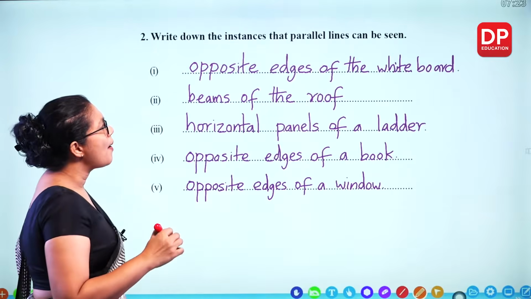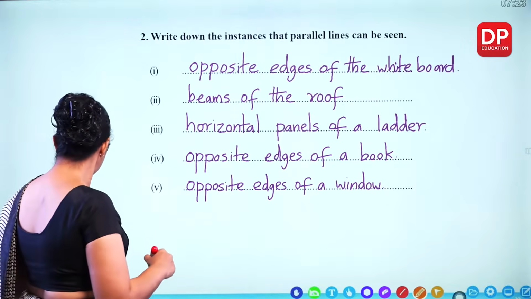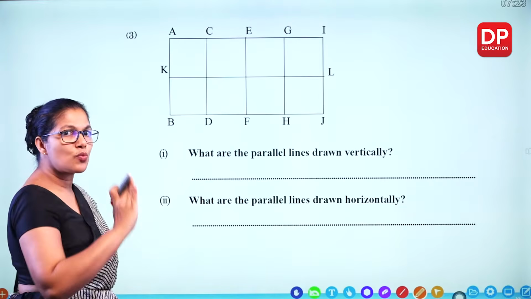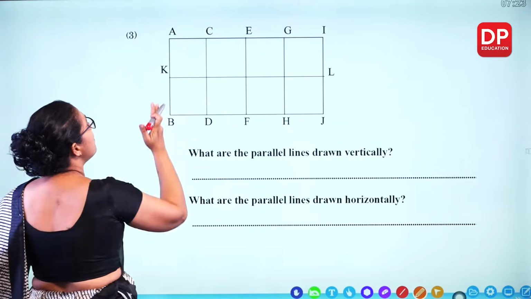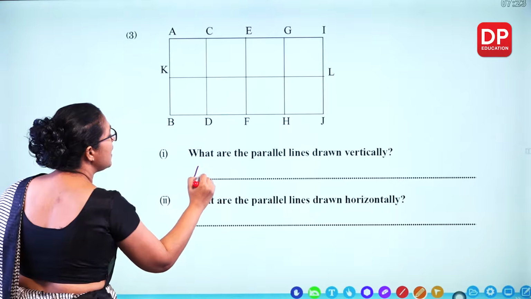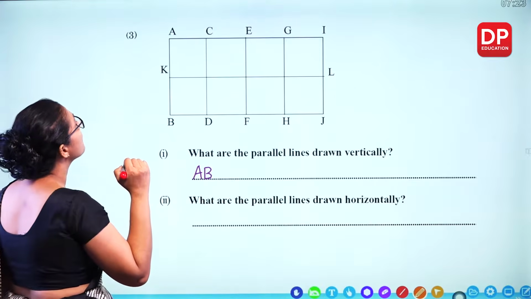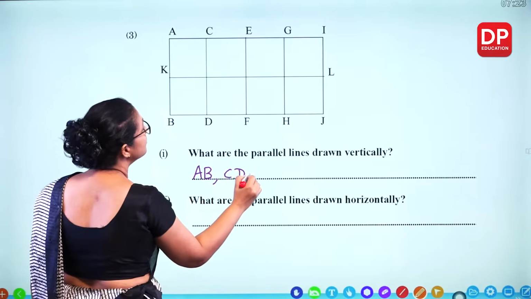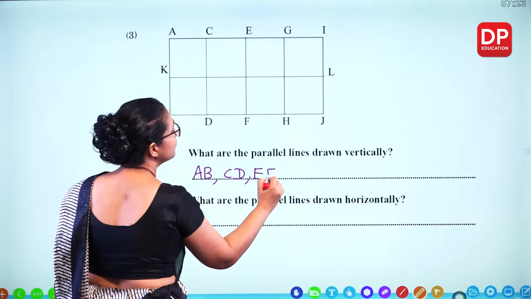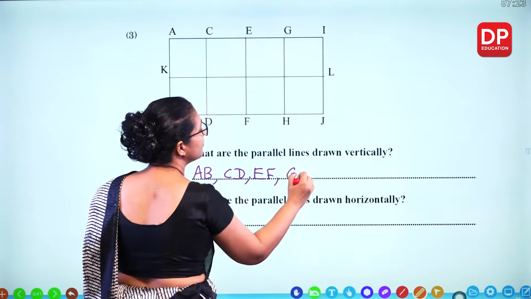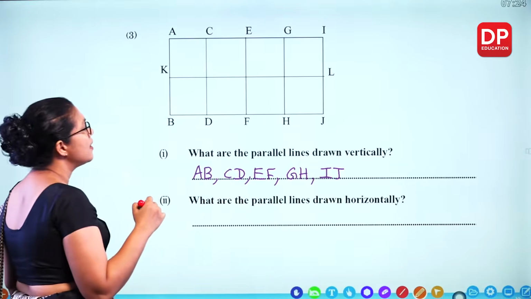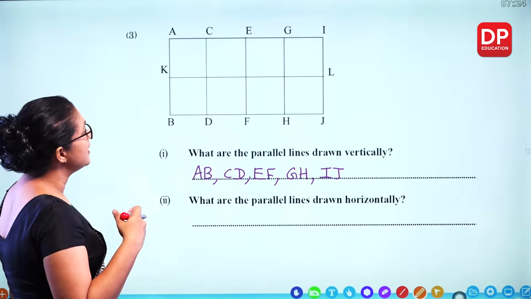So all these are parallel. Look at this diagram. What are the parallel lines drawn vertically? Vertically means this way. So what are the parallel lines we can see? AB, CD, EF, GH, IJ. Those are the parallel lines drawn vertically.